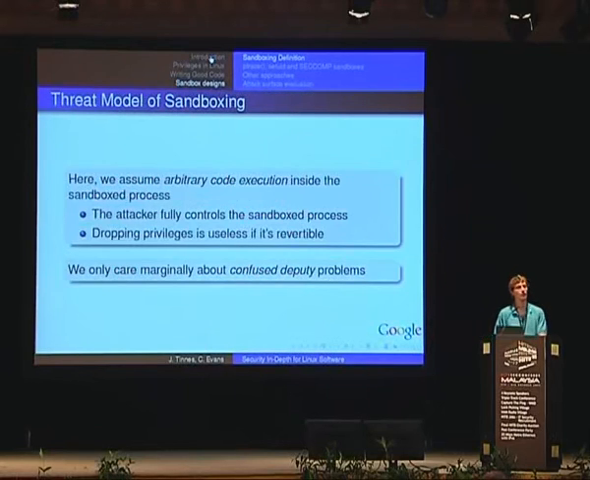So when we talk about sandboxing today, we assume arbitrary code execution. We assume you had maybe a buffer overflow and the attacker has full control over your process. So dropping privileges is completely useless if it's reversible, because the attacker has full control over your process, so he could also revert privileges if he wants to. So we only care marginally about confused deputy problems.